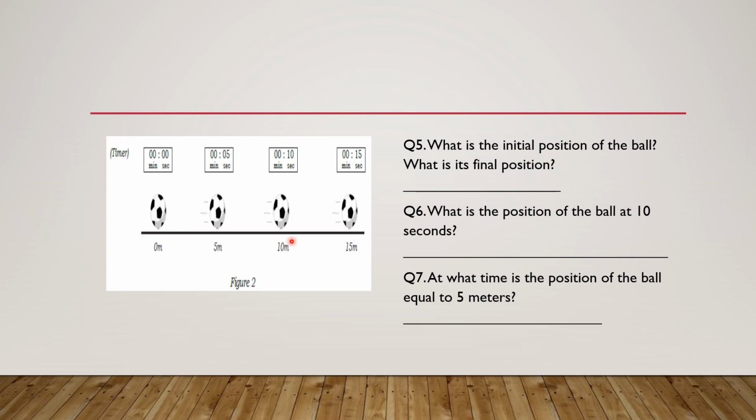Tingnan nyo. Sa 5 seconds, meron siyang 5. Tapos, pagdating ng 10 seconds, meron 10. Anong gagawin nyo doon sa dalawang iyon? Paano nyo makukuha ang position niya sa 10 seconds? Anong gagawin doon? So, i-add nyo yun. Mayroong 5 plus 10 is equals to 15. What about the time is the position of the ball equal to 5 meters? Ano daw 5 meters? Ayan. 5 seconds. Yun ang katapat. Okay? Next.